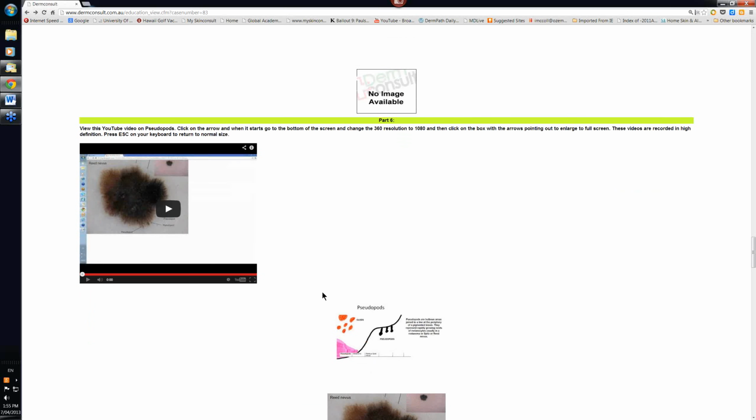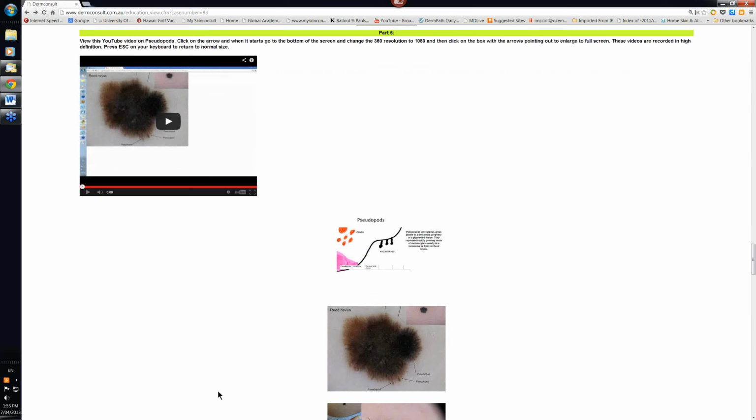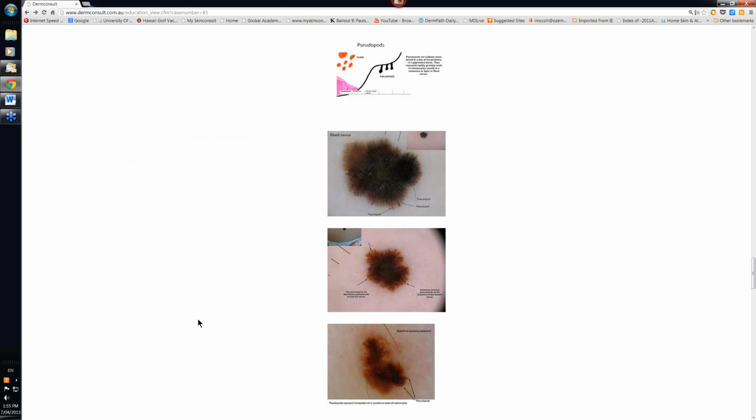Pseudopods, I've already mentioned that they are significant: Reed nevi, Spitz nevi, or melanoma. The main point is that if the pseudopods are all around the outside of the lesion and you've got lines radial peripheral, then it's likely to be a Reed nevus. If it's segmental, the pseudopods and the lines radial peripheral, then it's likely to be a melanoma.